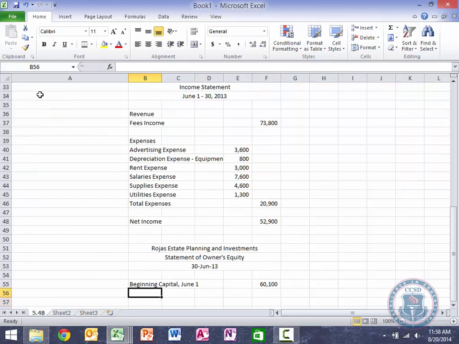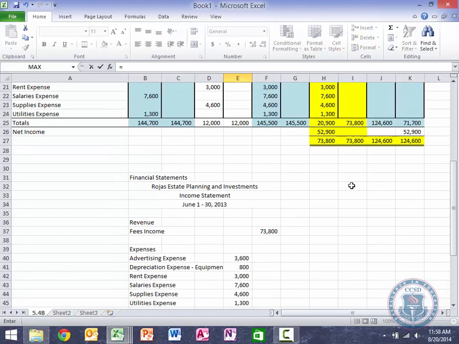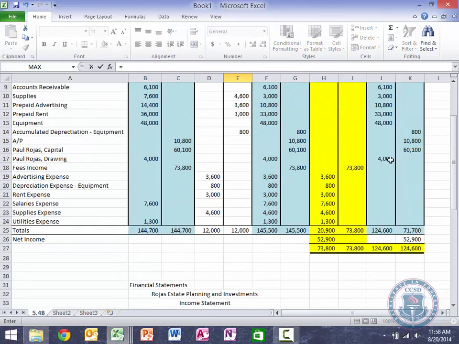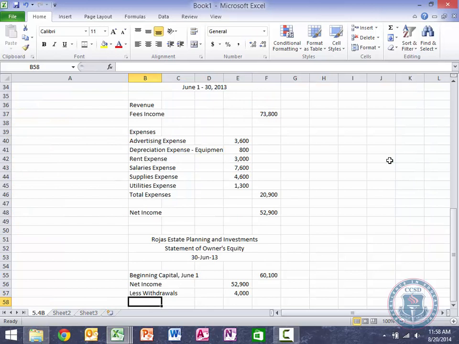I'm going to add my net income into it. Net income equals, I'm going to just pull it straight from right above here. Less any withdrawals. I can get that number from up top. Here we go. Draws. Drawing. Which gives me my addition to capital.